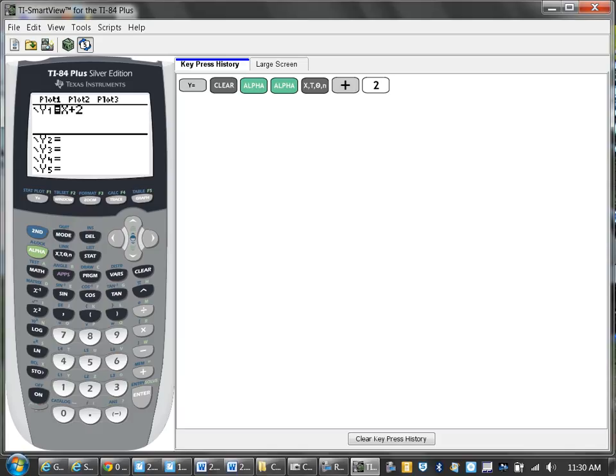Go slower if you need. All right. So you're just typing x plus 2. Now hit the button that says graph. With any luck, it should look like that. A lot of times, it doesn't, because your calculators need to be reset.